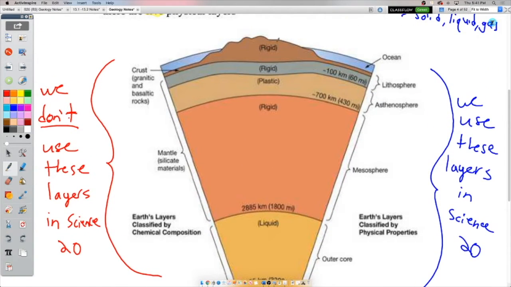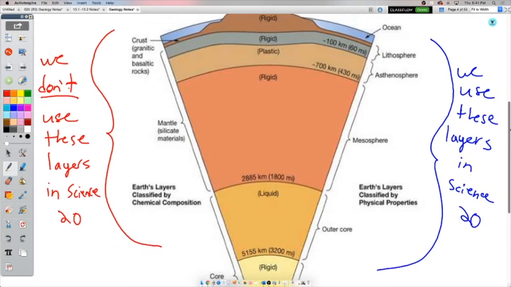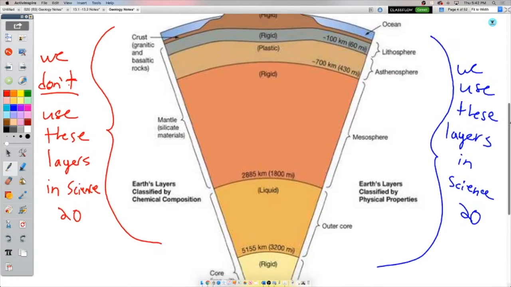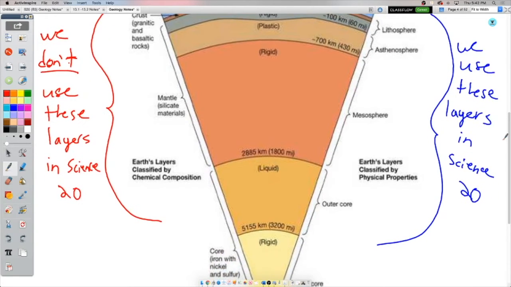So these kinds of things are important. The rigidity: so rigid, rigid, plastic, rigid, liquid. Solid for the bottom, or rigid, I guess they use. So these are our five physical layers, and we're going to look at them in detail on the next page. But we have the lithosphere, the asthenosphere, mesosphere, outer core, and inner core.